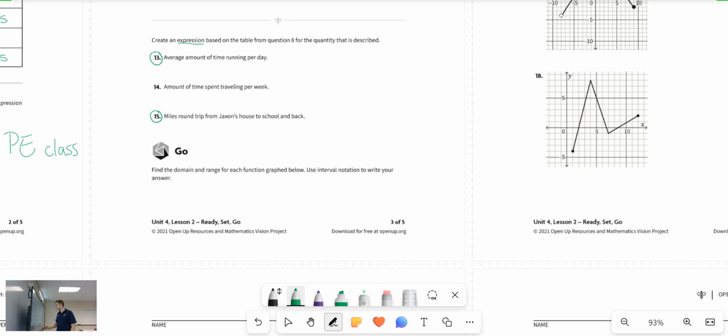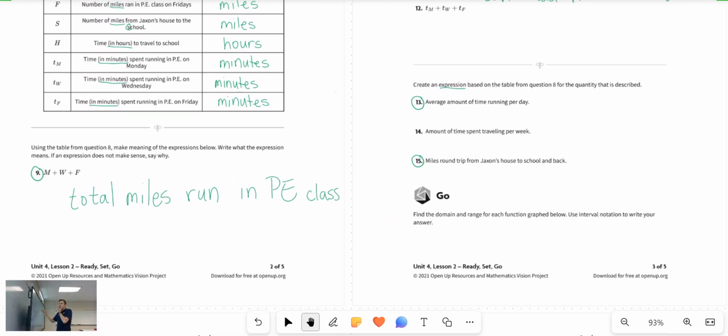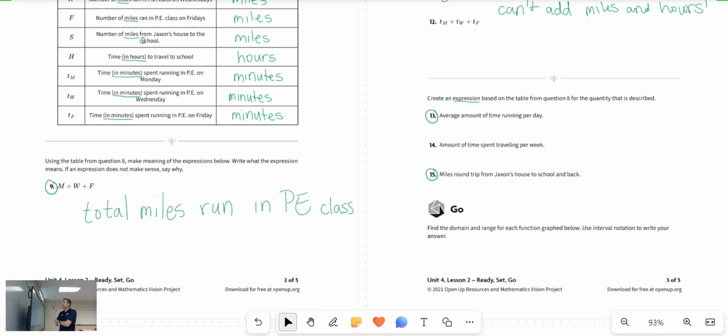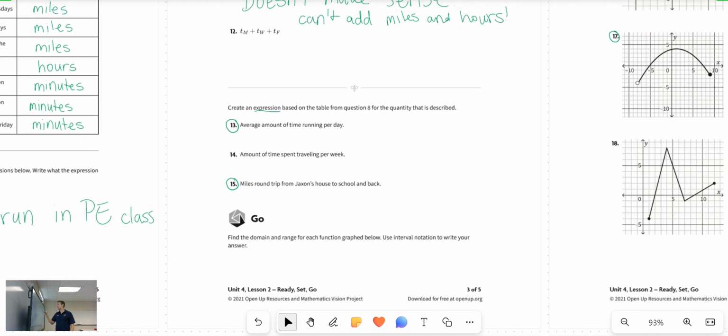All right, so the average amount of time running per day. The time he spends running is T sub M, T sub W, and T sub F. The way we find an average is we add up the total of each thing and then we divide by the number of things.